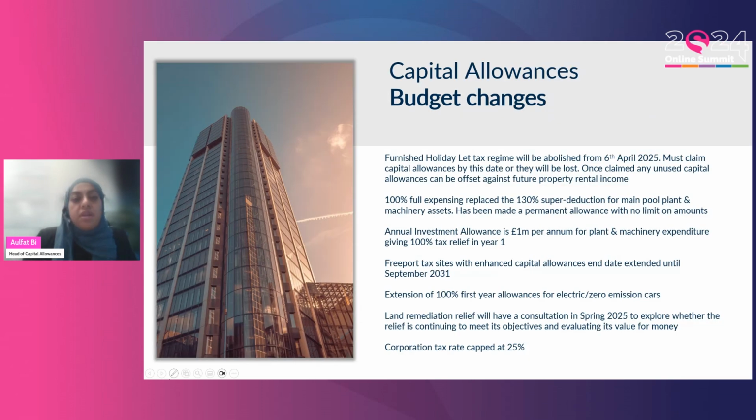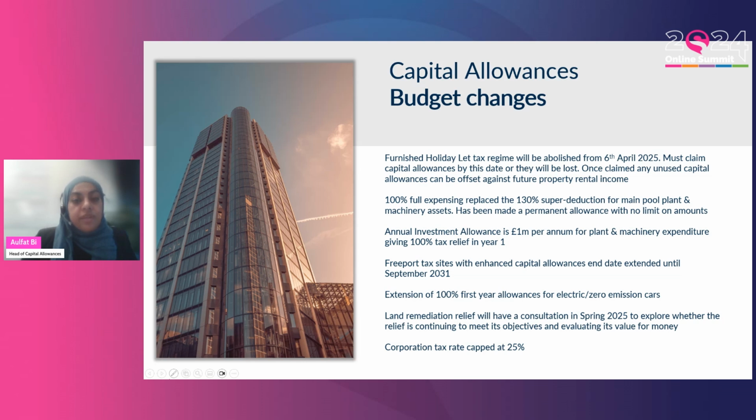So in terms of recent changes, we've had a few budgets that did focus on capital allowances. The most pressing change is that from the 6th of April 2025, the furnished holiday let regime will be abolished. And with that, the capital allowances benefits of having a furnished holiday let will disappear.